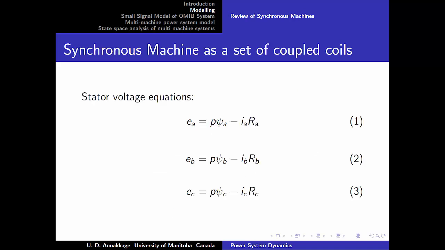Now we can write voltage equations. The voltage induced in any coil is equal to the rate of change of flux in that coil minus the voltage drop due to the internal resistance of the coil. We can write this equation for phase A, phase B and phase C.